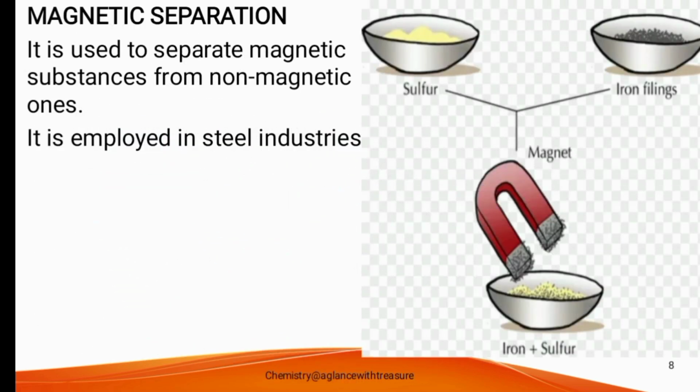Another technique is magnetic separation. It is used to separate magnetic substances from non-magnetic ones. It is employed in steel industries and also used by carpenters in their workshops. Looking at the diagram, sulfur and iron filings, you separate them using the magnet.